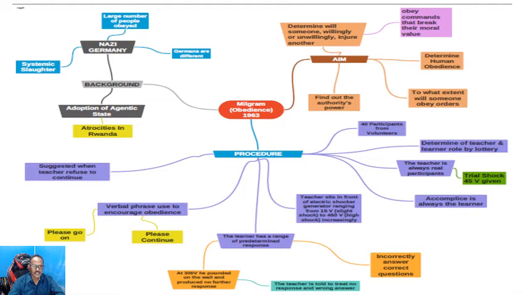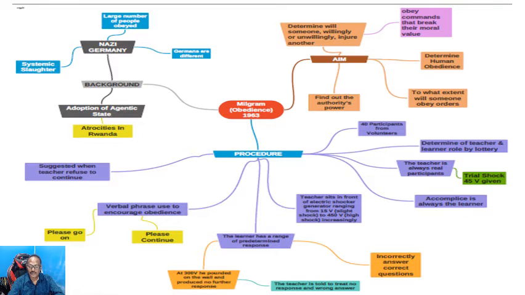In reality, no shock was actually going to the learner, but he was acting as if there was. As the shock got higher, the learner asked to be let out. He screamed for help and said stop, and the participants did not want to continue with the shocks because they felt it was so inhuman.